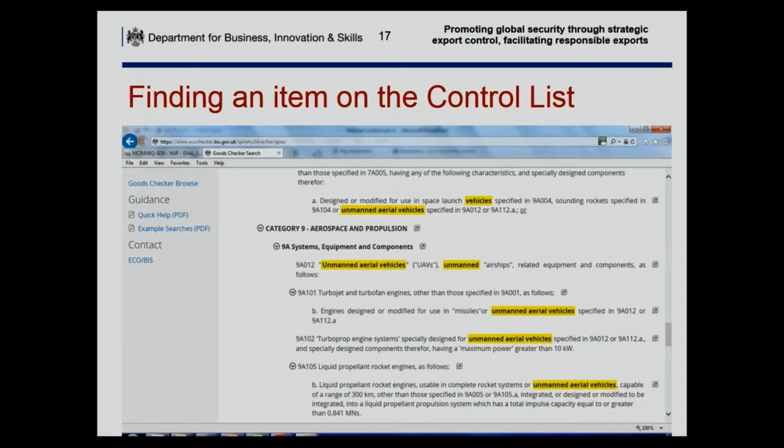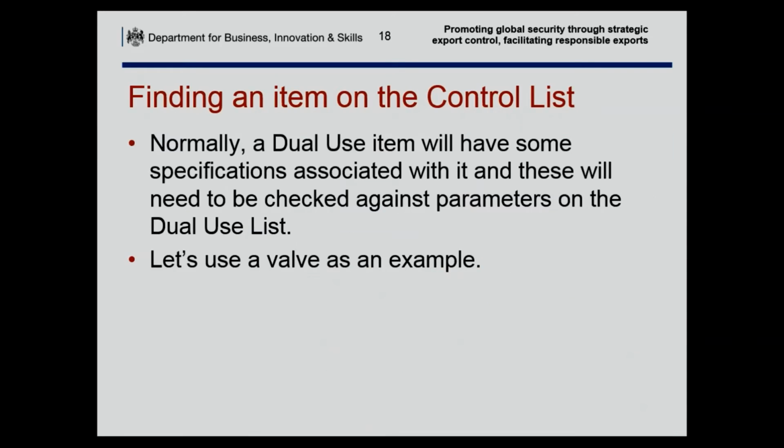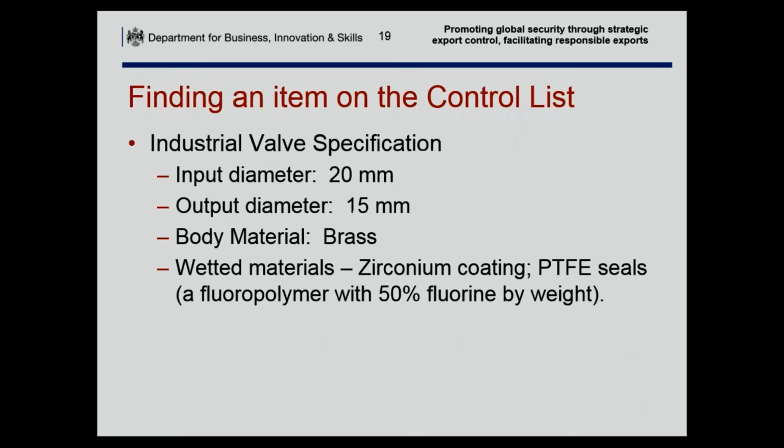Okay, so that's a bit more about the goods checker. Let's go to the next slide, and let's try to make this a bit more practical. Let's try and look for a real item against the list. And what I'm using here is a valve, to see if we can find a valve on the control list. If we go to the next slide, you can see the specification that I've given.